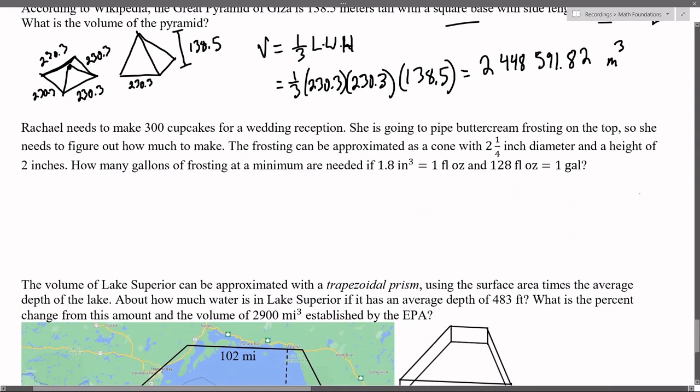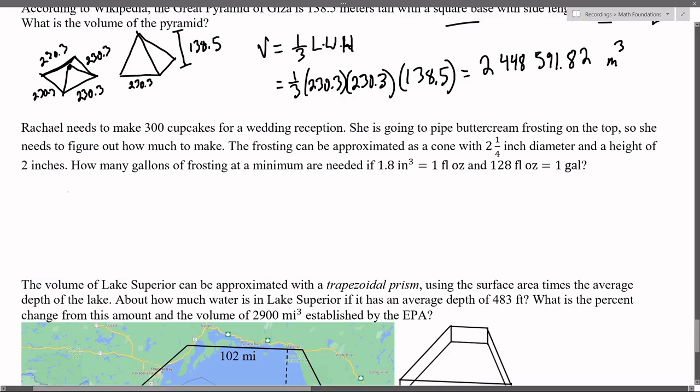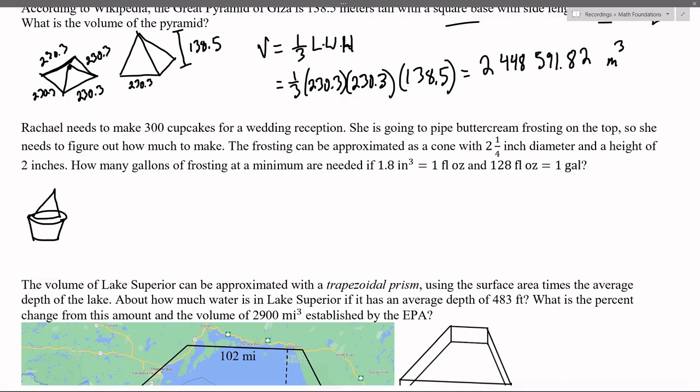Okay, Rachel needs to make 300 cupcakes for a wedding reception, and she's going to pipe buttercream frosting on the top. So she's got to figure out how much to make. Frosting can be approximated as a cone. We have a cupcake like this, and then the cone of frosting goes on top. We're just going to approximate with a sharp cone. Of course, there's going to be more variance in there because she's going to have air inside the pipe and make the swirls and everything like that. But it's a good approximation. It kind of fits the look of it.